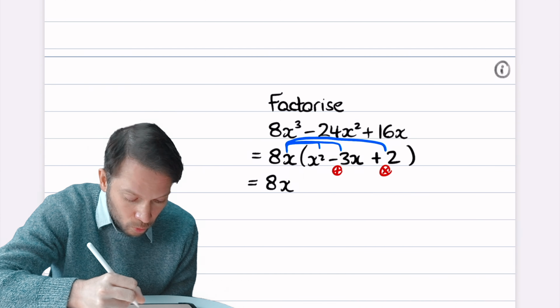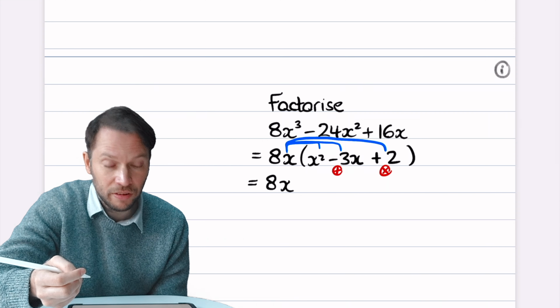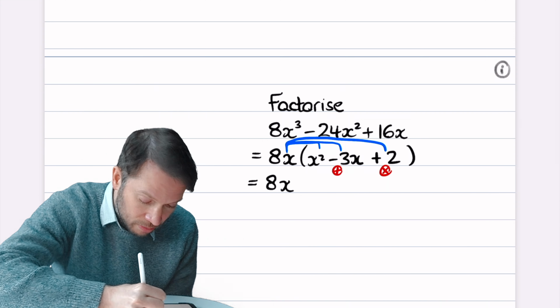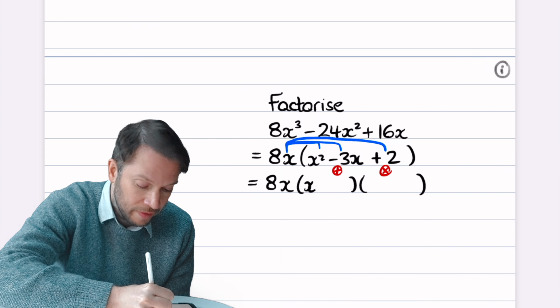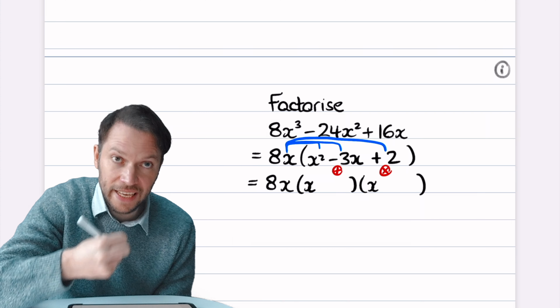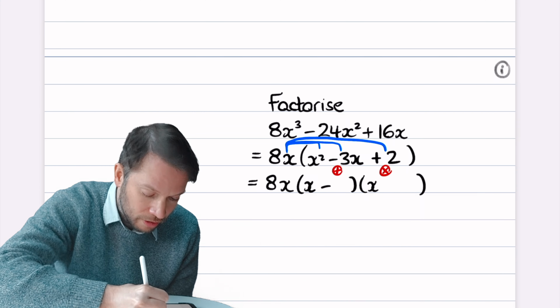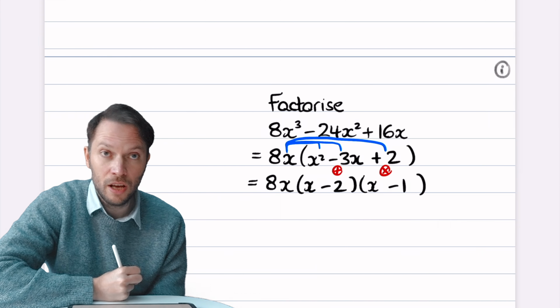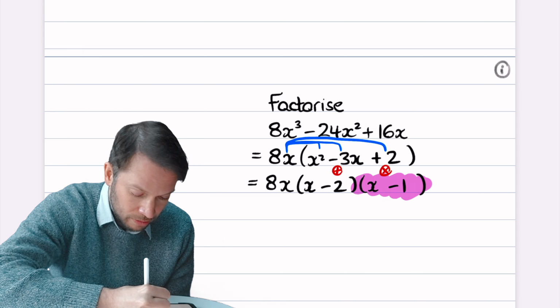So what are those numbers? Well, it's minus 3 and minus 2. They add to give minus 3 and times give 2. So what we do is we do two brackets, and then we have x as the first of each bracket because it's a quadratic in x. And then we said those two numbers were minus 2 and minus 1. So we put those as a second number of each bracket, either way around, so we get that. And yeah, that is the final answer. We can't do any better than that.